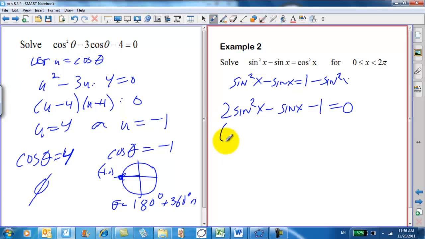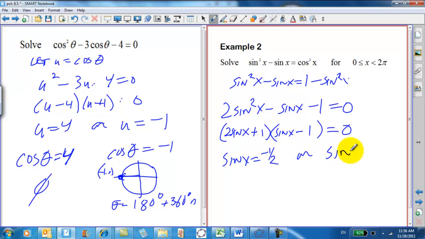And we can look at this in quadratic form again and try to factor it. 2 sine x times the sine of x, that'll give us the 2 sine squared x. And 1's here, and we want to get a minus there, so we're going to go minus 1 times 2 sine x, and plus 1 times sine x will give us the minus 1 sine x. So as we factor that, we get sine of x equals negative a half, or sine of x equals 1. And we look at some unit circles on both of these.